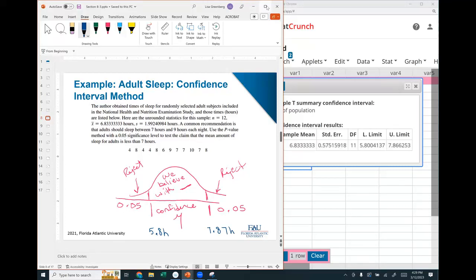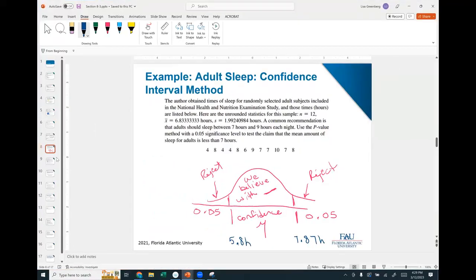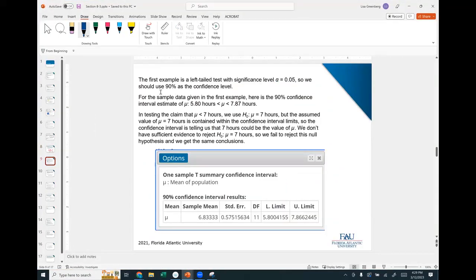It's just going to say exactly what I just said. The first example is a left tail test with significance level alpha equals 0.05. So we need a 90% confidence level. Okay, remember I just talked about that. So for the given interval of 90%, we got these same two values.